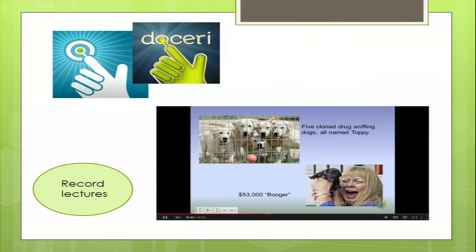And Eileen had to pick the one where the woman paid $53,000 to have her dog Booger cloned. But we were going over the fact that cloning in animals can happen. In South Korea, they'll clone your dogs for you. But the DEA is actually cloning some of their excellent drug dogs, because some have better noses than others. But anyway, I will record the lectures in Doceri, so those are available.